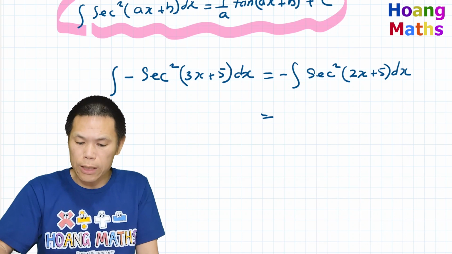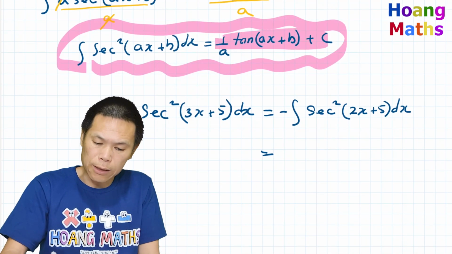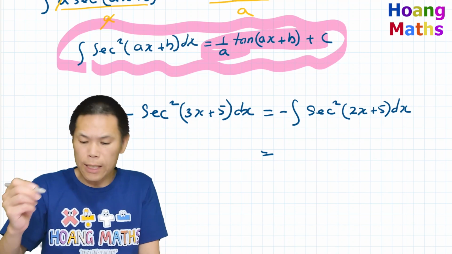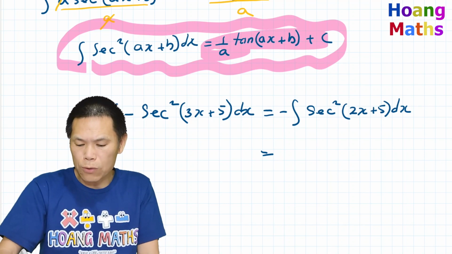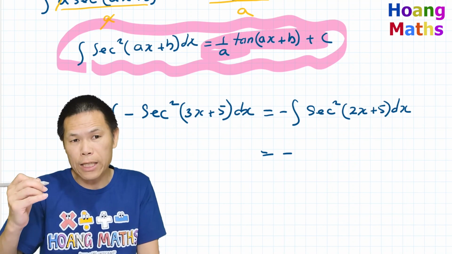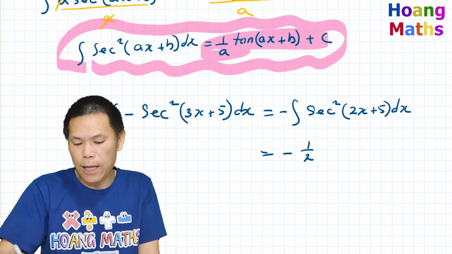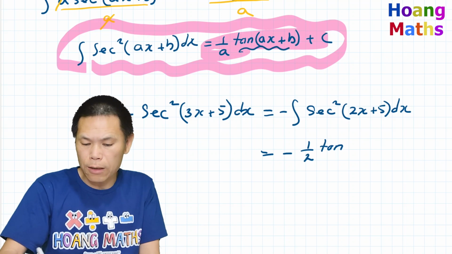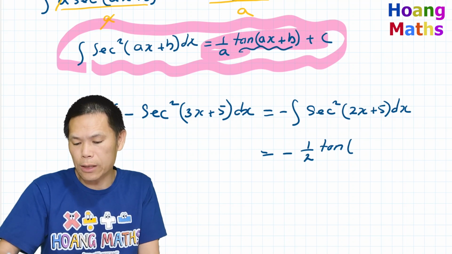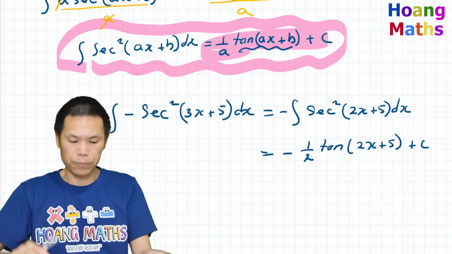And we know that integrate sec square of ax plus b gives us this. So therefore, a is 2. The negative, we just write this down. So instead of times 2, we divide by 2 because a is 2. So 1 over a, that means 1 over 2. And then sec becomes tan of ax plus b. So ax plus b is 2x plus 5. And don't forget, we need to add a constant. So there you go.